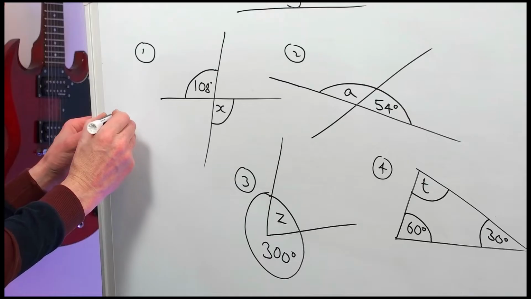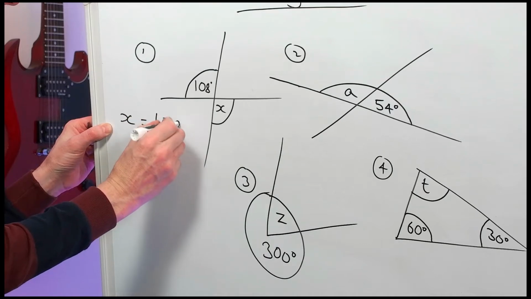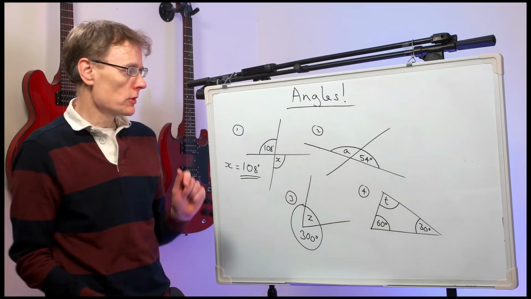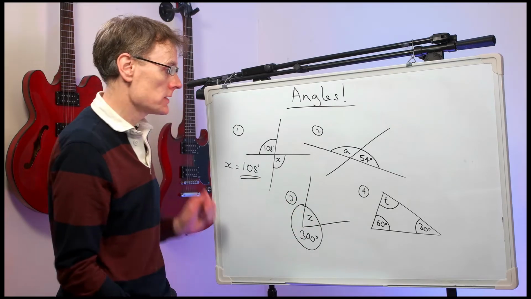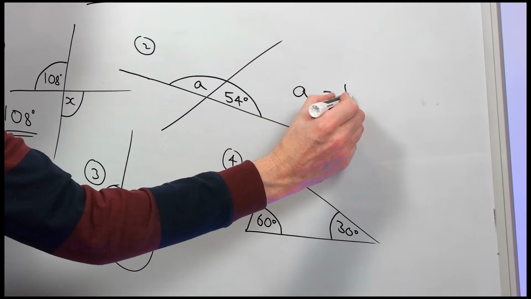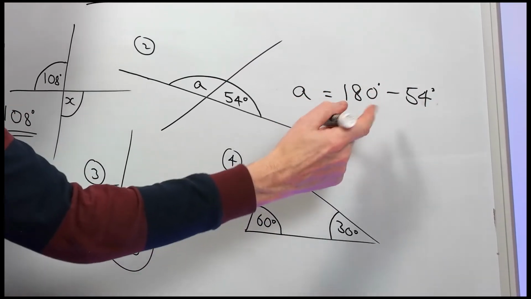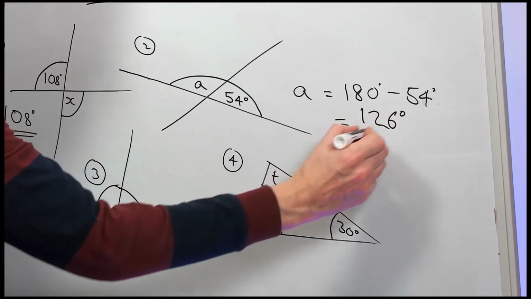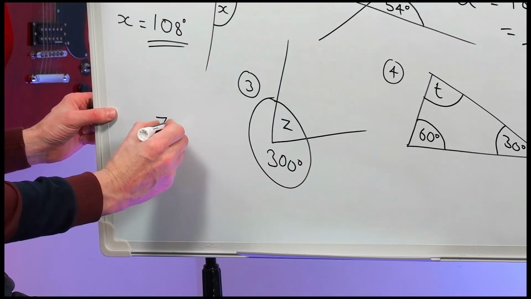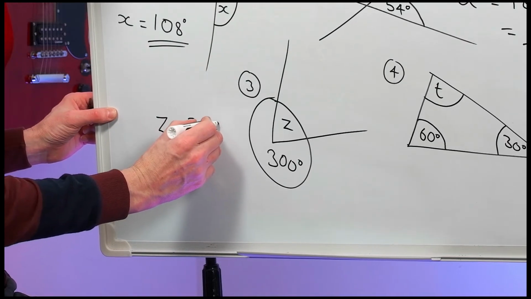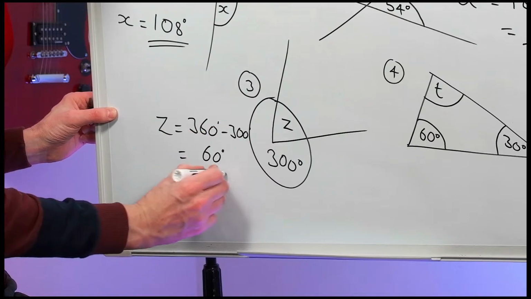Right, answers. Number one. So these are vertically opposite angles. X is 108 degrees. Number two. Here we have a straight line. The two angles sitting on that straight line add up to 180 degrees. So A equals 180 minus 54, which is 126 degrees. Number three, these are called angles at a point. They add up to 360, so Z equals 360 degrees minus 300 degrees equals 60 degrees.